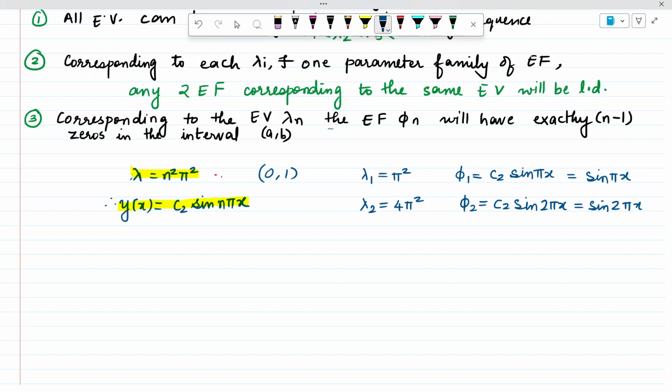Now look at the first function in the interval 0 to 1. At 0, it will take the value 0. At 1, it will become sine pi, and sine pi we know is again 0. So what is happening to this function? In this interval from 0 to 1, how many times is this sine pi x crossing the x-axis? Yes, please.